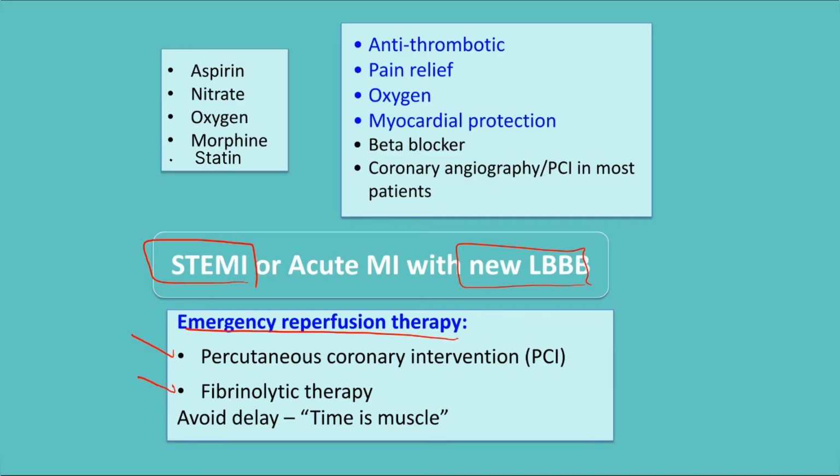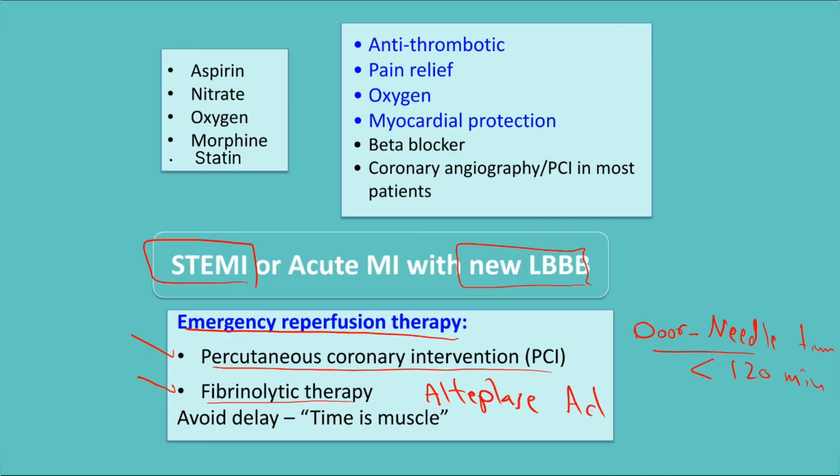PCI should be done for any patient with STEMI or high-risk STEMI, but for the STEMI or new left bundle branch block, if the patient came to the hospital, from the door of the hospital until they put a needle for the PCI, if the door-to-needle time is expected to be less than 120 minutes, then it's better to do PCI. If more than 120 minutes, you have to start fibrinolytic therapy. The one which is mostly available in our hospital is alteplase. Alteplase, also called Actilyse.